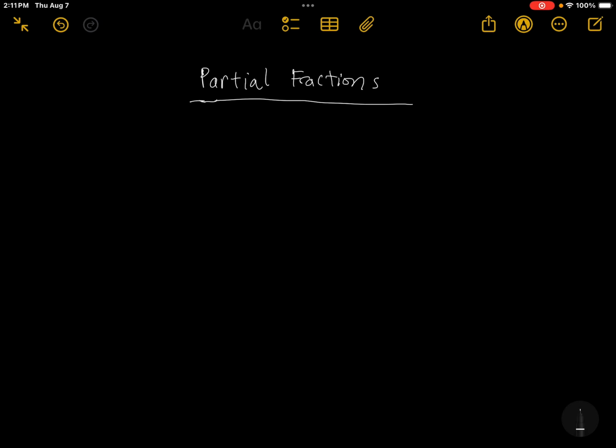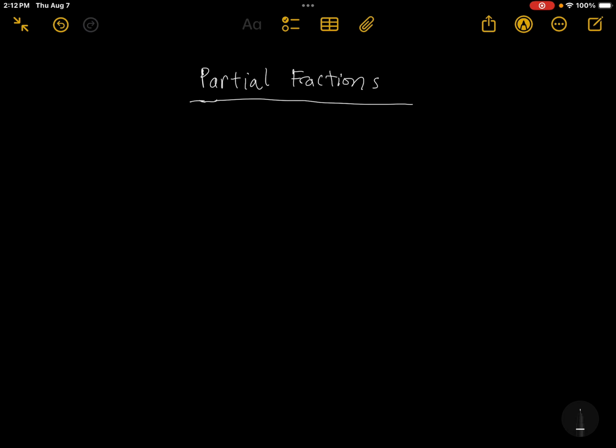In this video, we're going to talk about the partial fraction decomposition of a rational function with real coefficients. So the idea is that if you have a function that's a polynomial divided by another polynomial, you can write it as a sum of other rational functions. So a rational function is a polynomial over a polynomial.